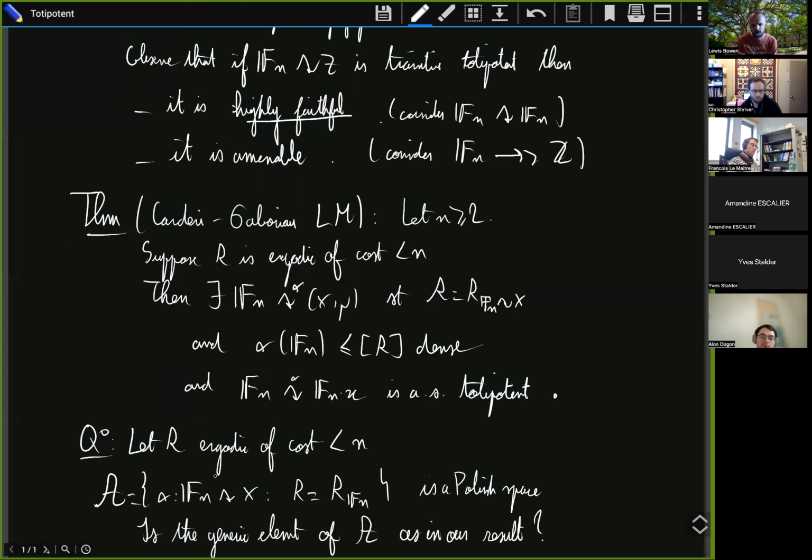So you need to make an assumption like this. You can't just look at the space of all Fn actions which give you a sub-equivalence relation. This is too large. So you really need to make this restriction a priori to get a genericity result. But this is not known, and we basically don't know anything about this set. For basically any of the consequences that we got, we don't know if it's actually a generic property in this space. So I think I will end here. Thank you very much.